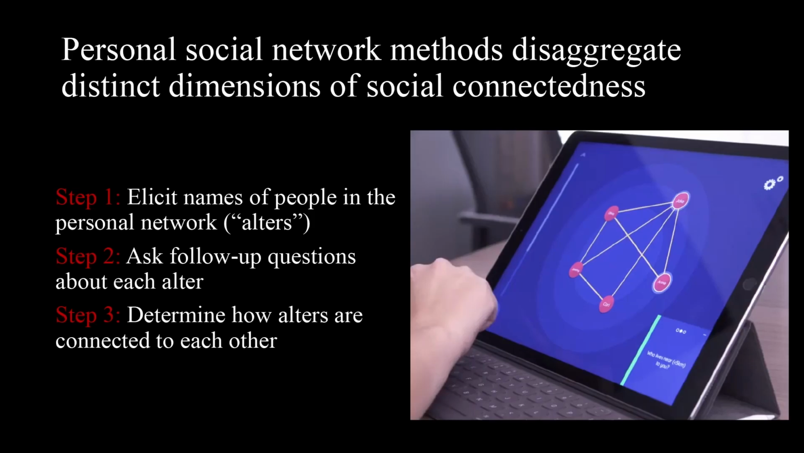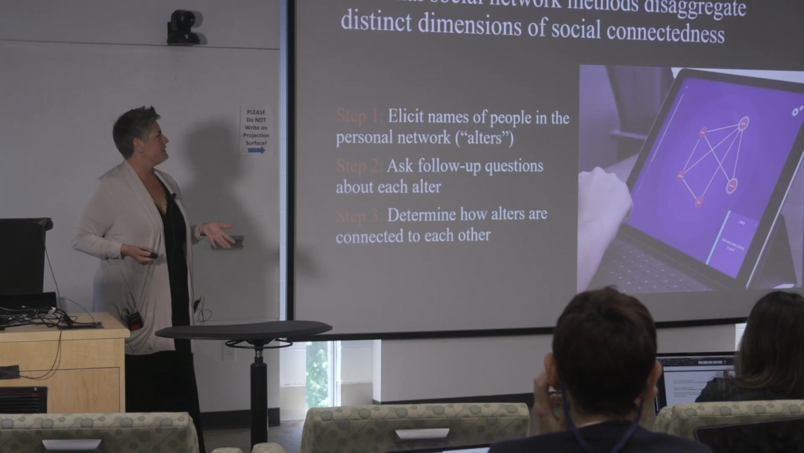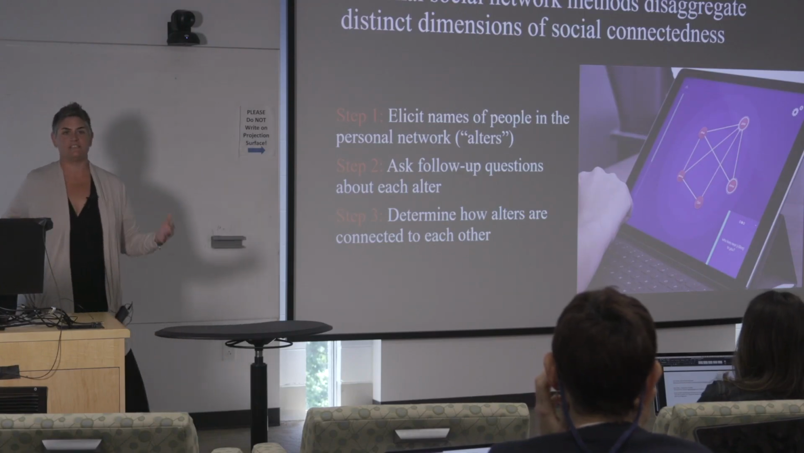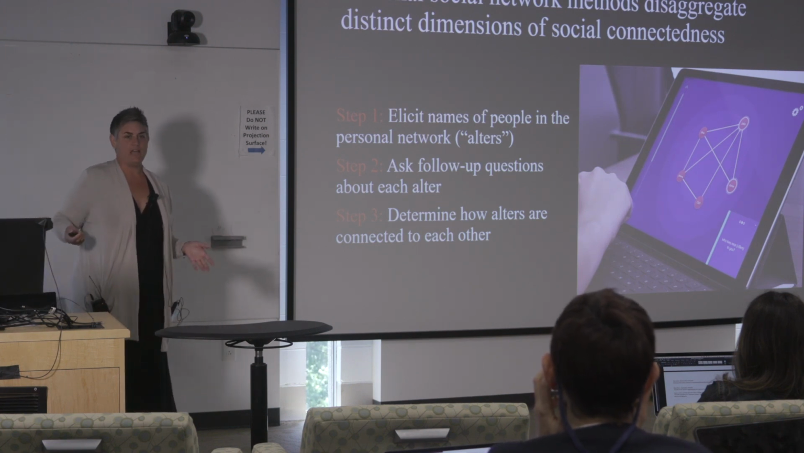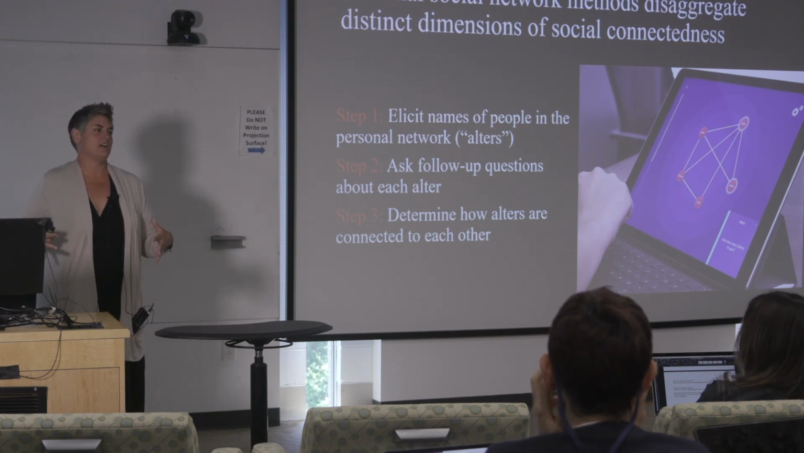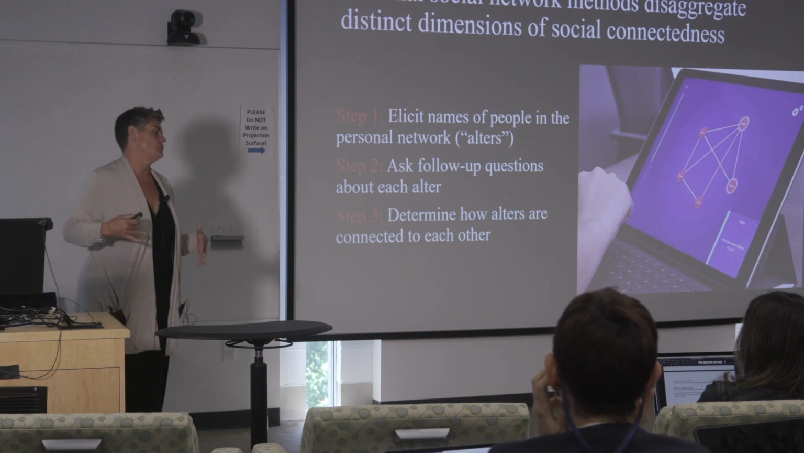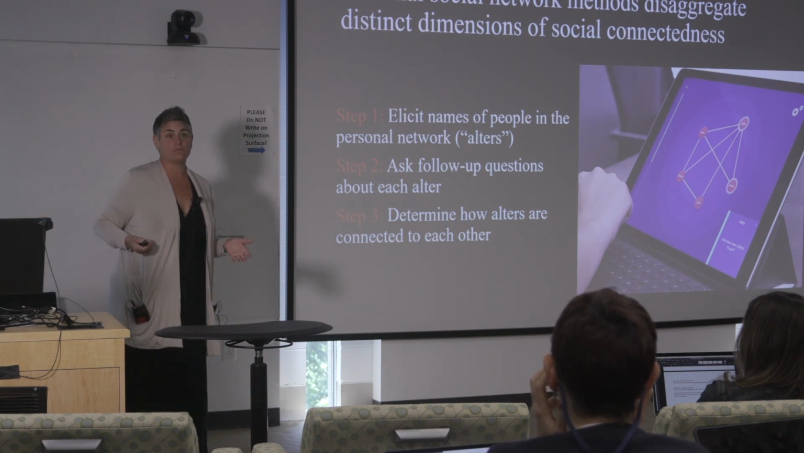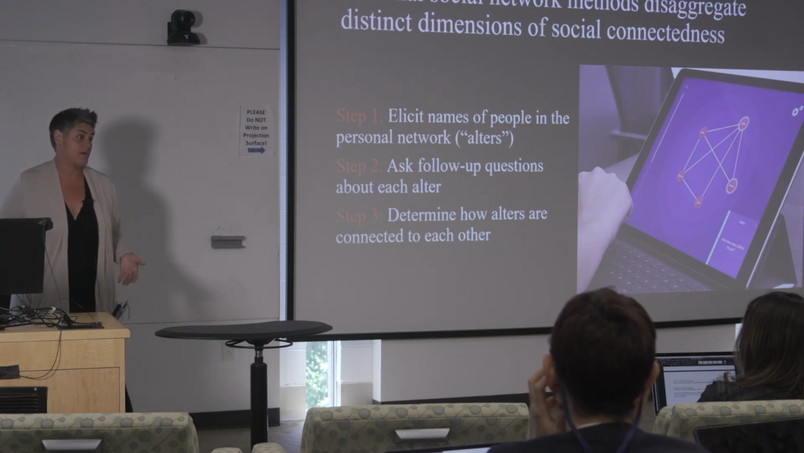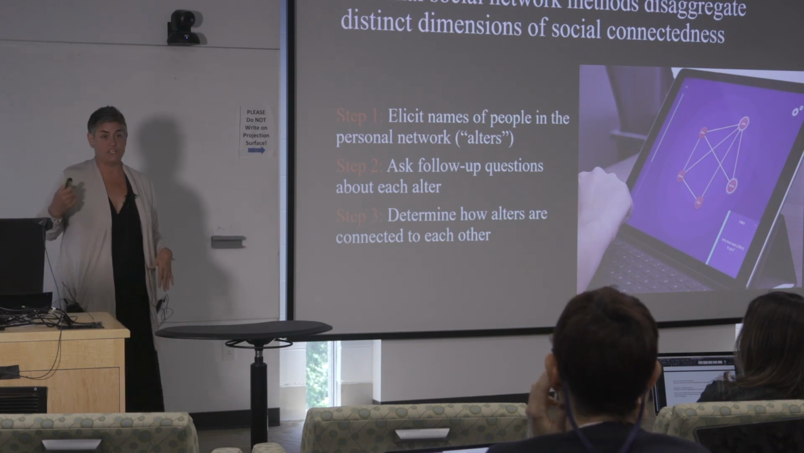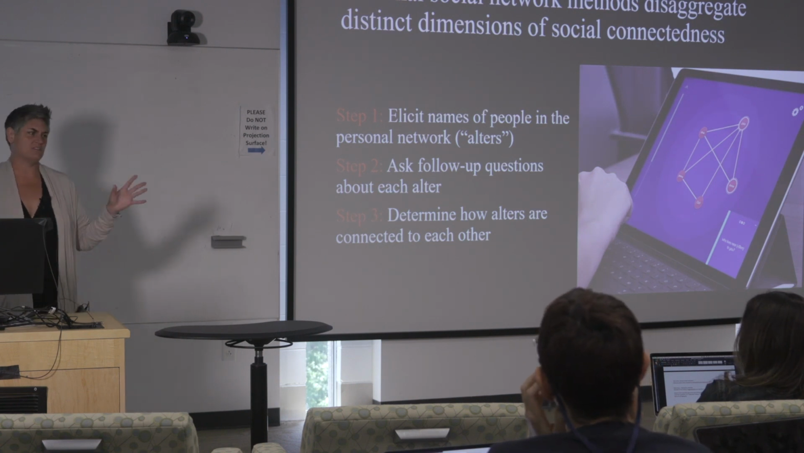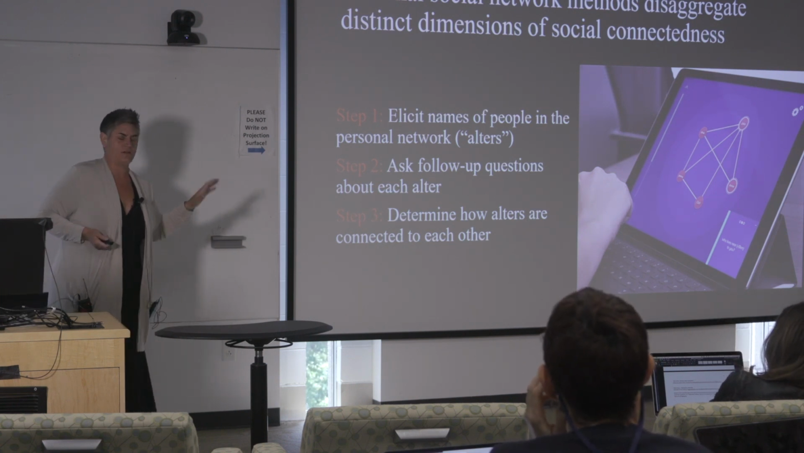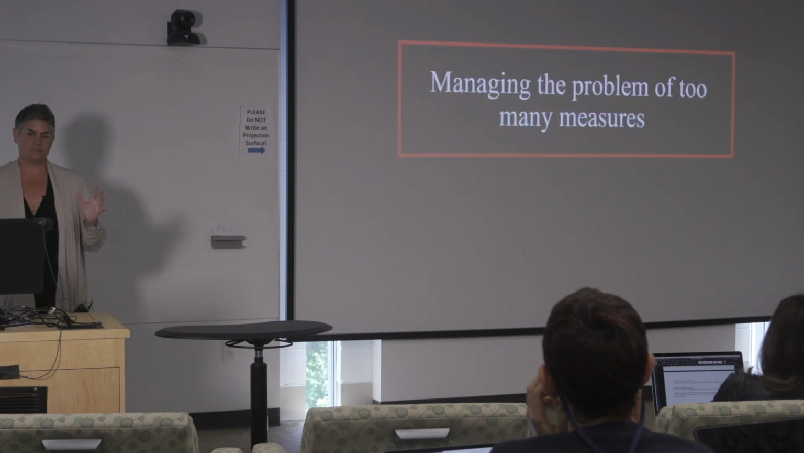So what we've done in this study is use personal social network methods to try to disaggregate these distinct dimensions of social connectedness, right? The great thing about networks is you can really get in there, get lots of information about these individual alters, and then use it to create dozens of different kinds of measures of social bridging, social bonding, social stress, et cetera. So that's what we're doing. You guys already know how to do this, right? I don't need to, okay, perfect. So that's what we do.